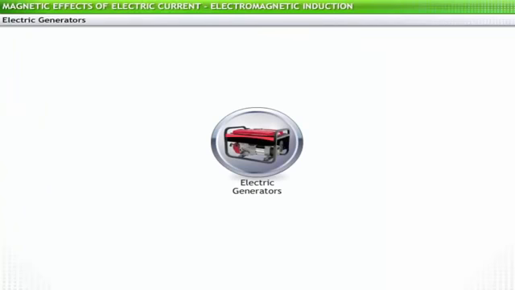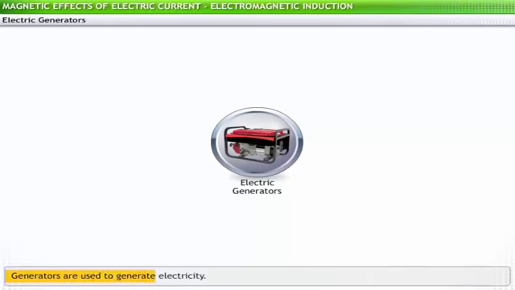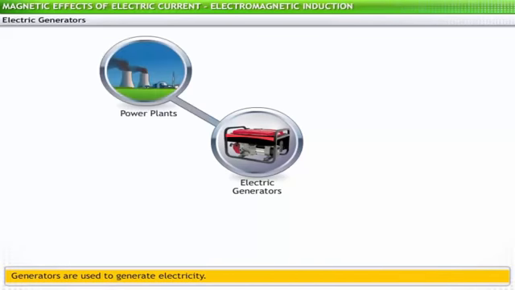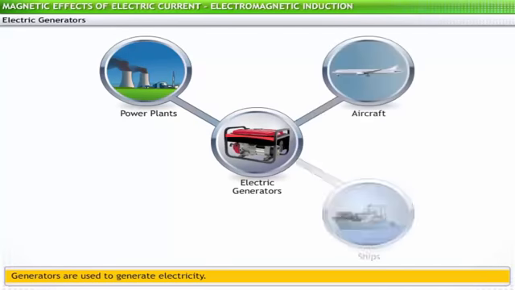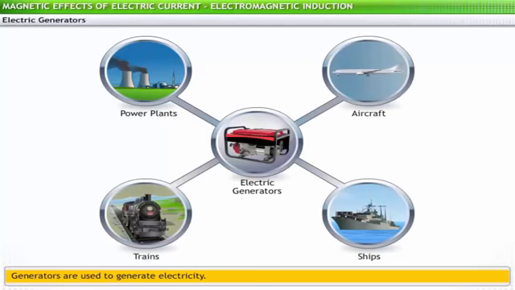Electric generators are based on the principle of electromagnetic induction. Generators are used to generate electricity in power plants for transmission and distribution of electricity over power lines, and to produce electric power required for aircrafts, ships and trains.